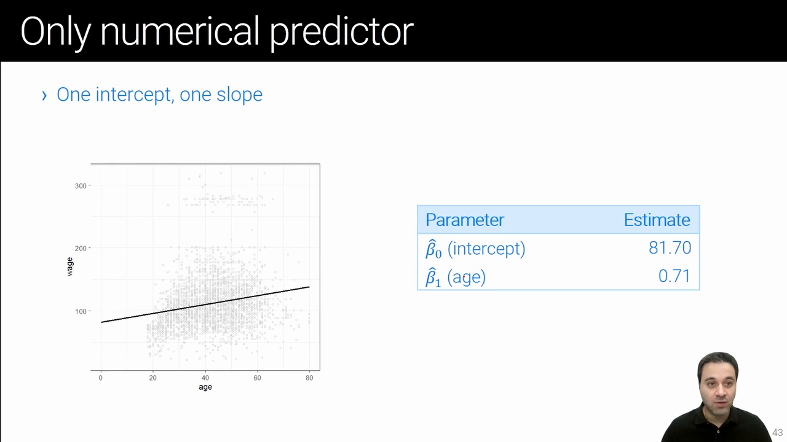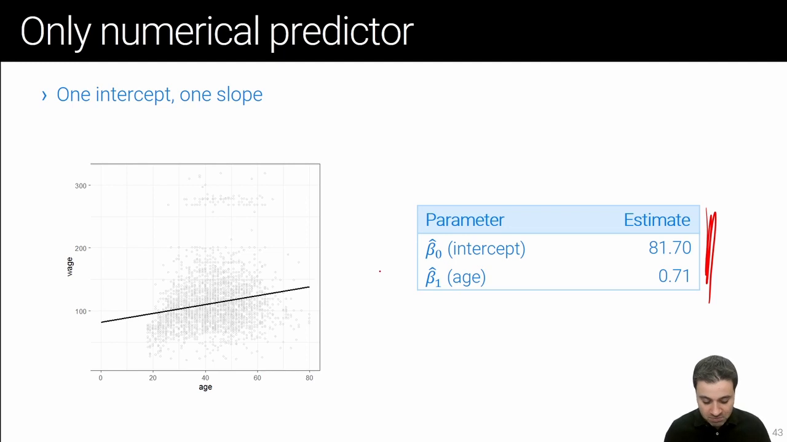Here we're trying to model the wage of an employee as a function of the age. This is our numerical predictor. And we go for the simple case, just a linear model of one numerical predictor. We fit the model. This is what we have. Intercept kind of 82, slope 0.71. So what this is saying is the effect of the age is 0.71. Like your salary increases 0.71 units by year.